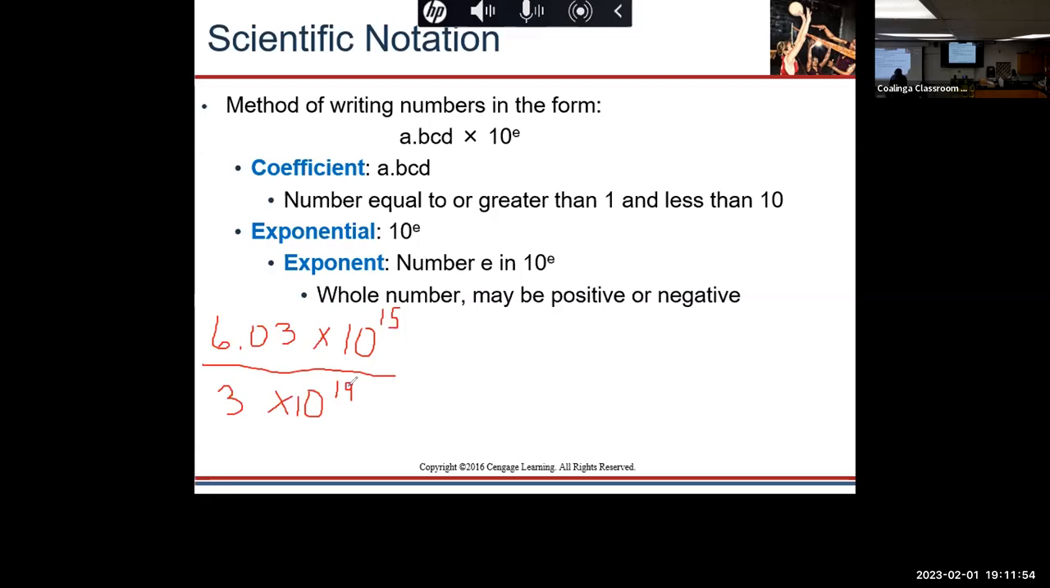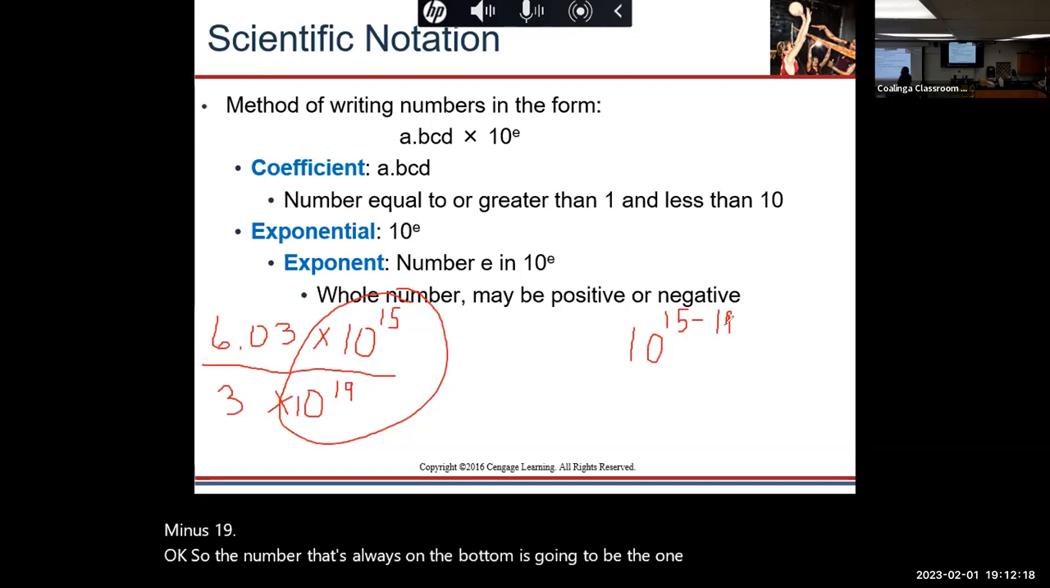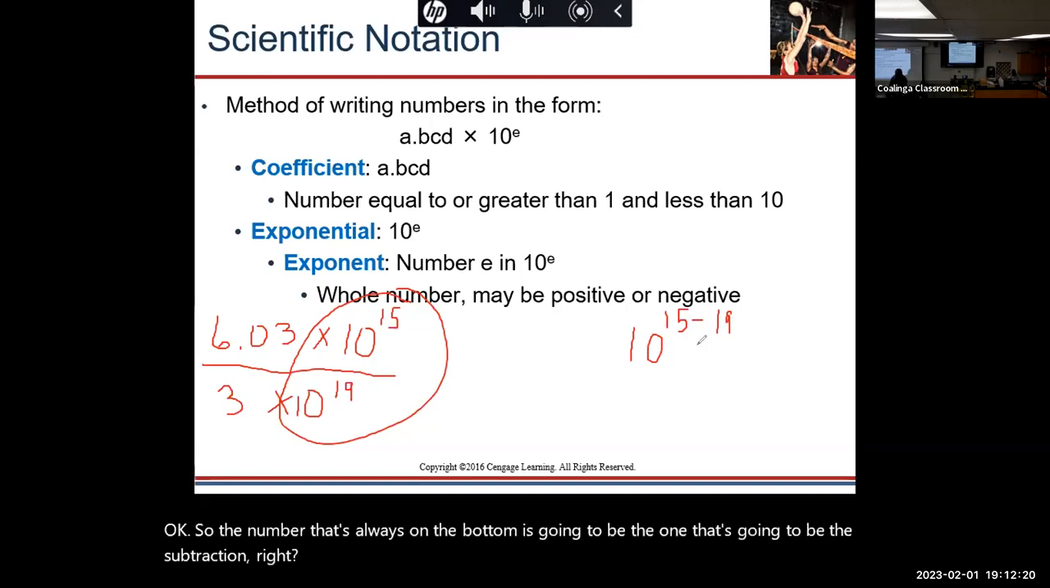Since these are both the same base, what am I going to do with those? I'm going to go 15 minus 19. The number that's always on the bottom is the one that's going to be subtracted, right? Okay.